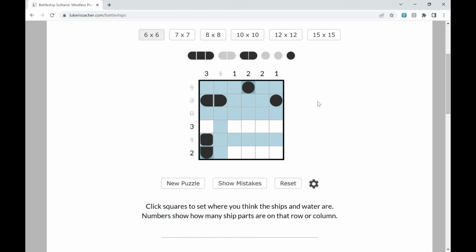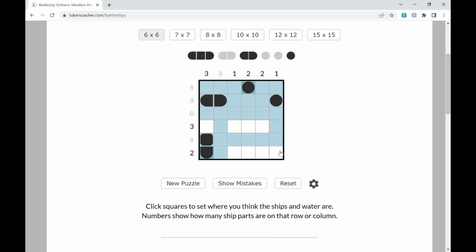Right, now we've done that, let's go back to our previous rules and see if we can apply any of them to empty any more squares out. So rule number 1, the rest is water. Let's start here. You can see this column says there's only one battleship segment in this column. So we have our one battleship segment here. So therefore, yes, you guessed it, the rest is water.